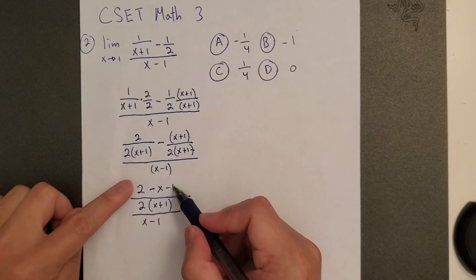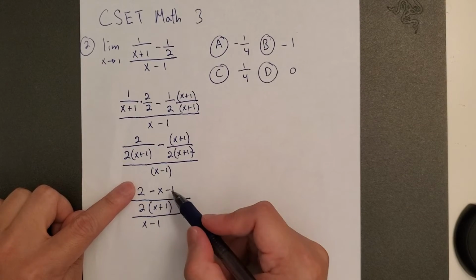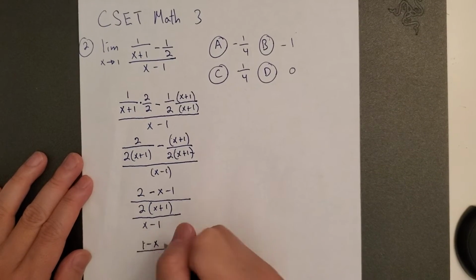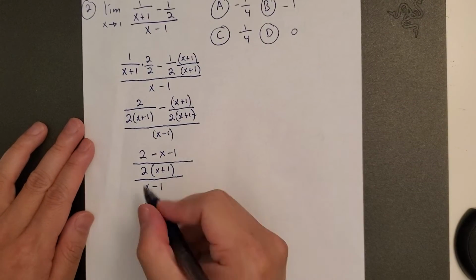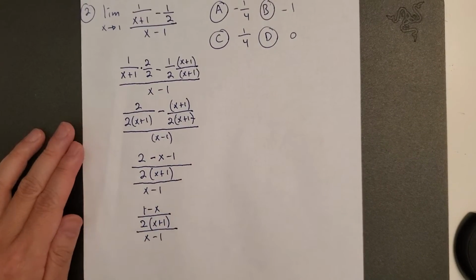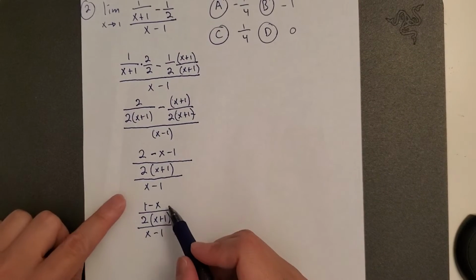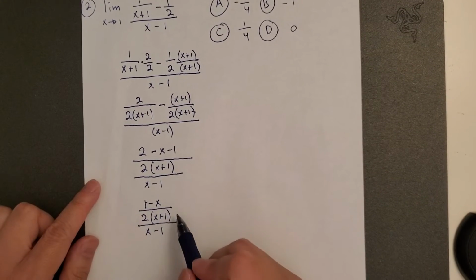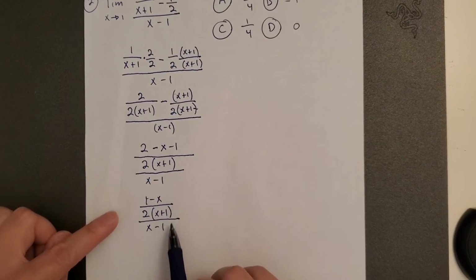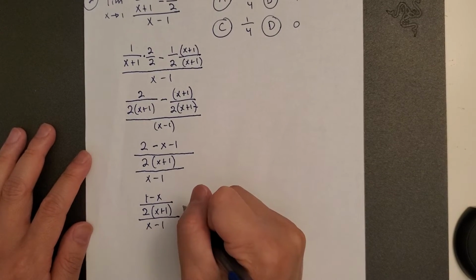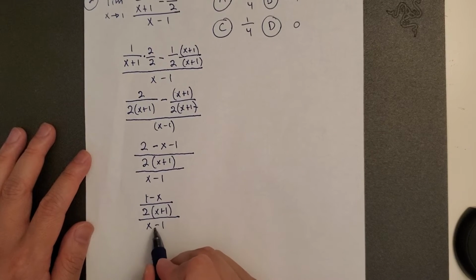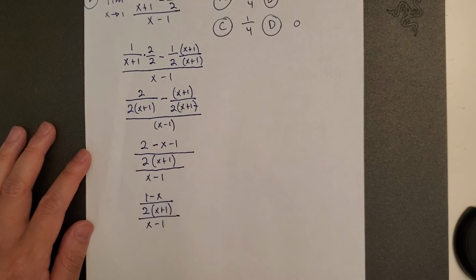Now that we get to here, we can have a little bit of simplification. We have 2 minus 1, which is just 1 minus x, all over 2, x plus 1, all over x minus 1. When we get to this point, it looks a little weird. So we need to go and use multiplying by the reciprocal to make this look a little bit cleaner. So we're going to do that. Multiply by the reciprocal just means that you're going to multiply the denominator here with a little bit of a flip.